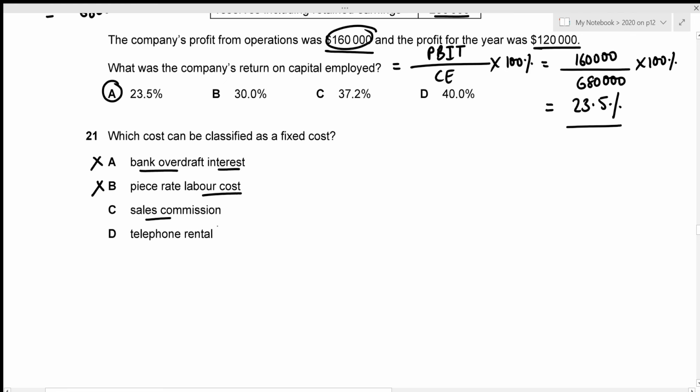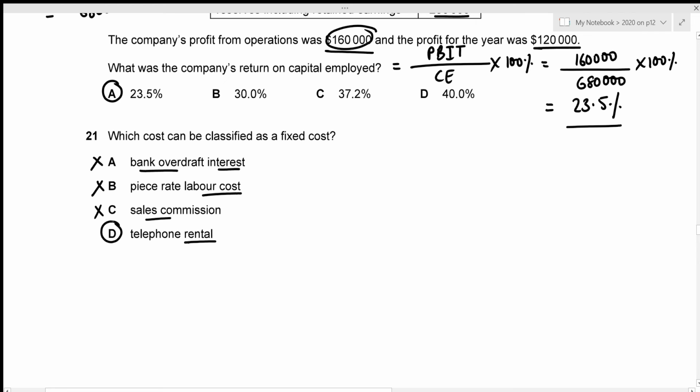Obviously this is also a variable cost, so it cannot be classified as a fixed cost. That's incorrect. Then we have telephone rental. So this is a rental. The rental charge is going to be based on an amount of time, so maybe the charge is going to be fixed for a month or any other accounting period, right? Which means we can classify telephone rental as a fixed cost. That will be the correct answer.